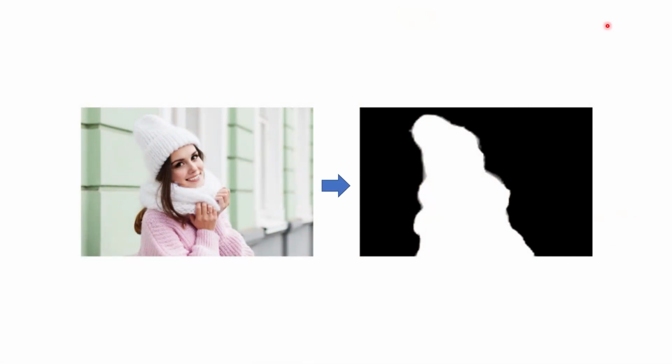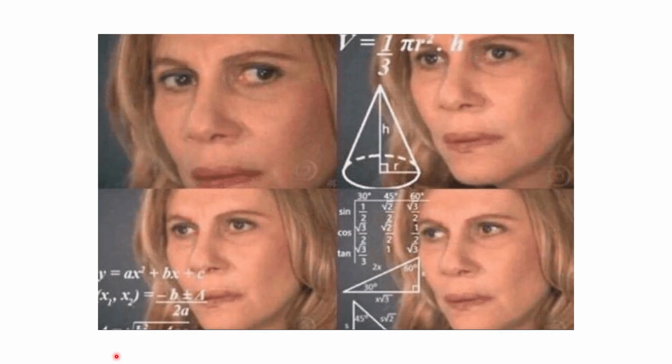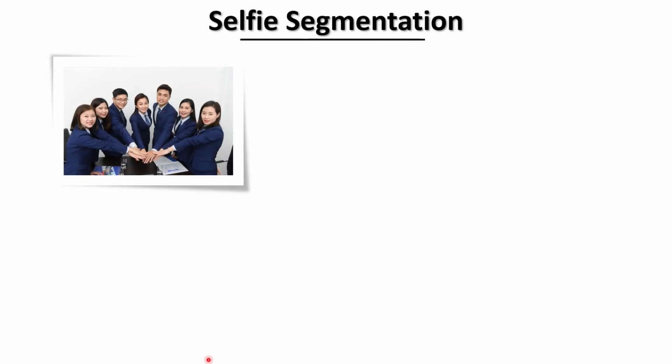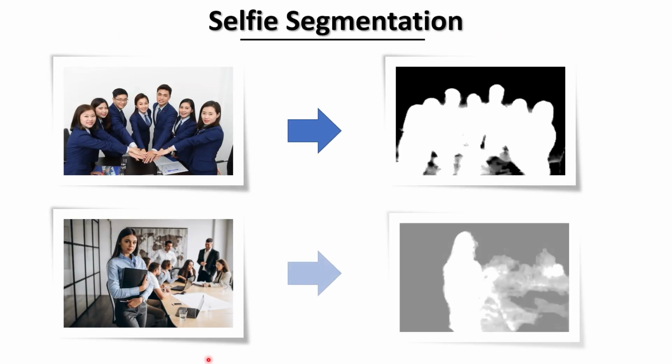Well, obviously, it's a no-brainer. It's a segmentation technique that segments out people in images, just like this. You might think, how is this different from semantic or instance segmentation? Well, to put it simply, you can consider selfie segmentation as a sort of mix between semantic segmentation and saliency detection. What do I mean by that exactly?